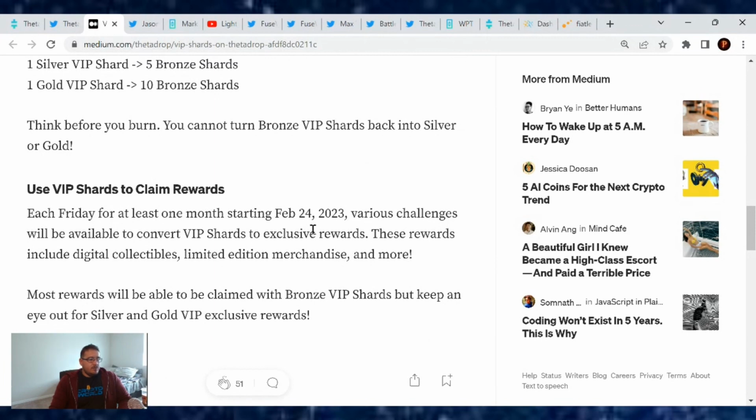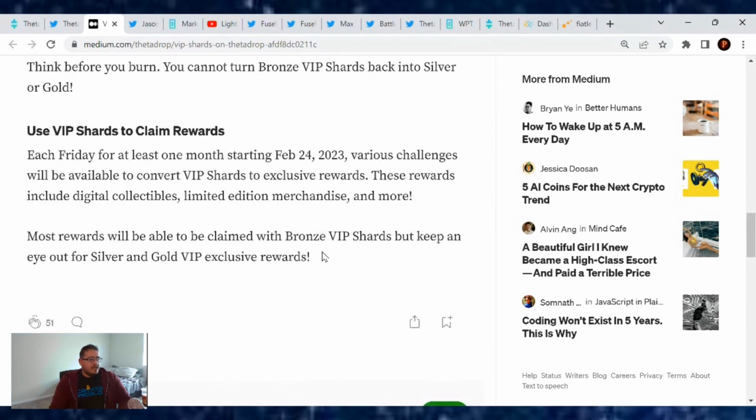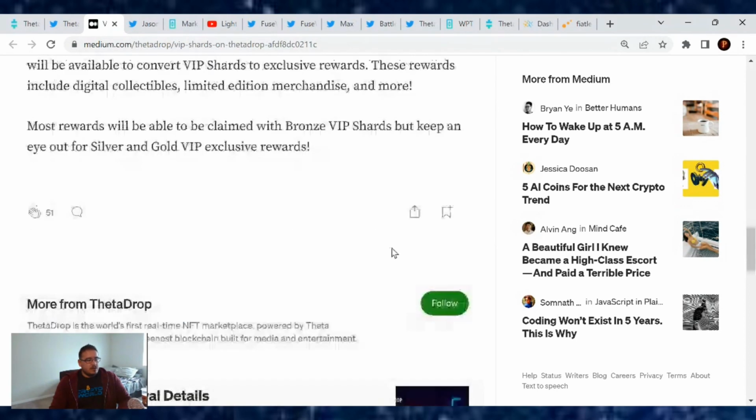Each Friday for at least 1 month starting February 24th, 2023, various challenges will be available to convert VIP shards to exclusive rewards. These rewards include digital collectibles, limited edition merchandise, and more. Most rewards will be able to be claimed with bronze VIP shards, but keep an eye out for the silver and gold VIP exclusive rewards.